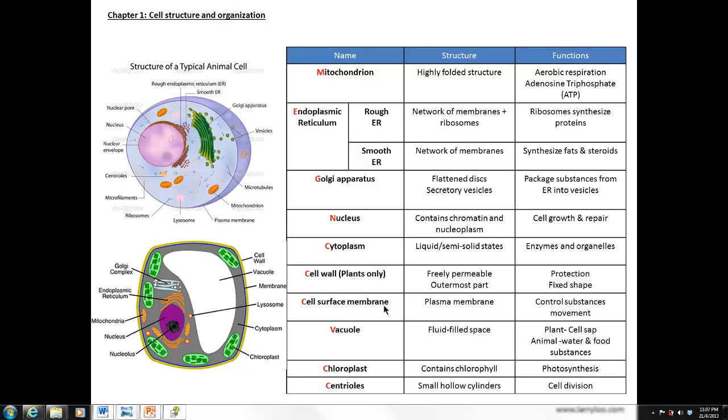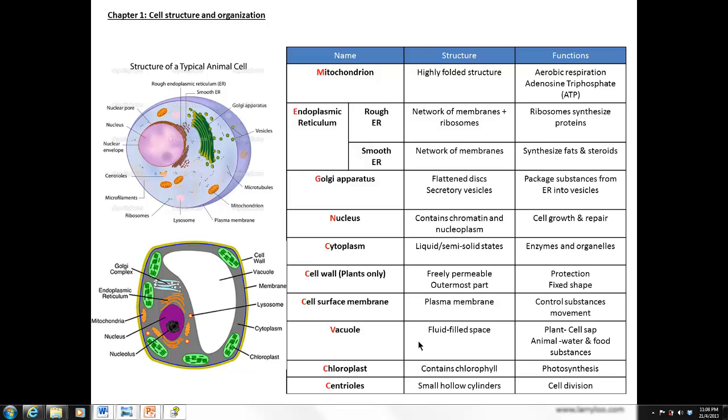Cell surface membrane is a plasma membrane which is partially permeable and controls substances in and out of the cell through processes such as diffusion and osmosis, which we will see later in Chapter 2. Vacuole is a fluid-filled space which exists as only one in a plant cell and many in an animal cell. In plants, the vacuole contains the cell sap, which contains amino acids, glucose, and water, which are important for the plant's survival. Animals' vacuoles contain water and food substances.